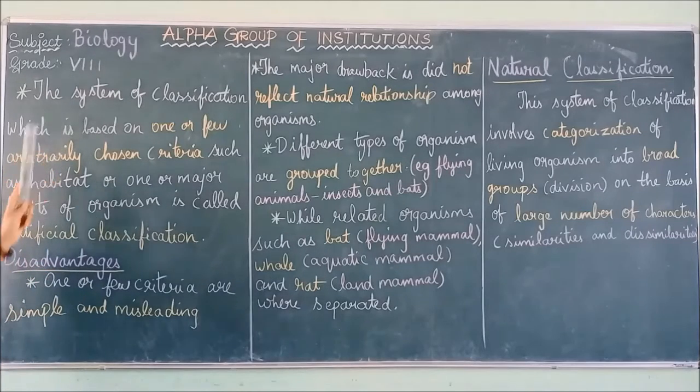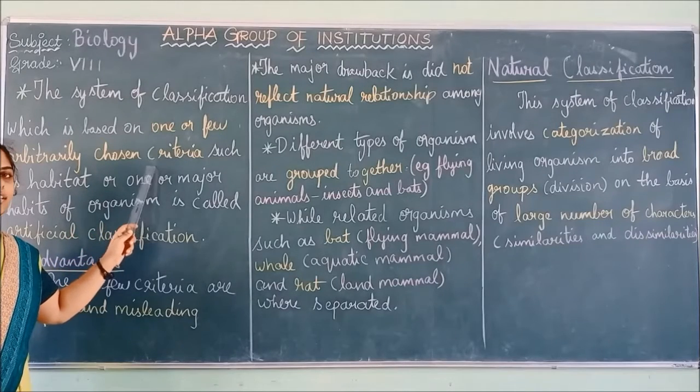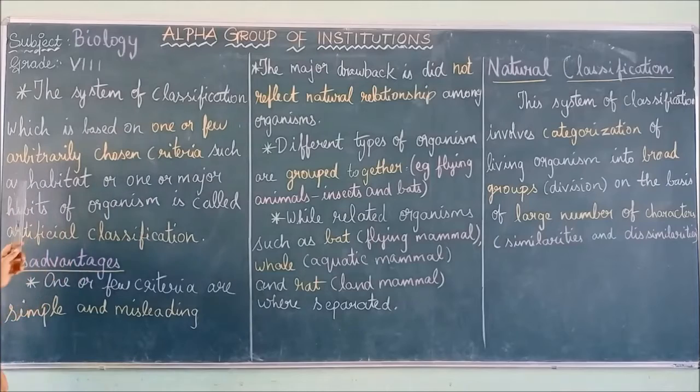So what they tell is, artificial classification is the system of classification based on one or two chosen criteria, that is characteristics. So what are the criteria? One is habitat and another criterion is one or more major habits of the organism. So that is what is called artificial classification. And next we are going to see the disadvantages. What are the disadvantages of artificial classification?